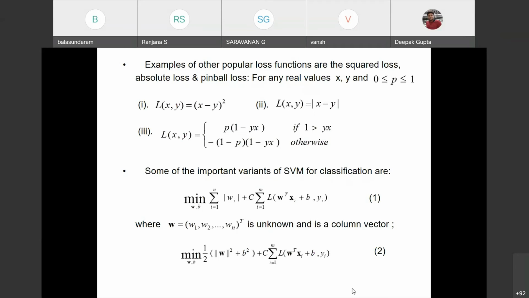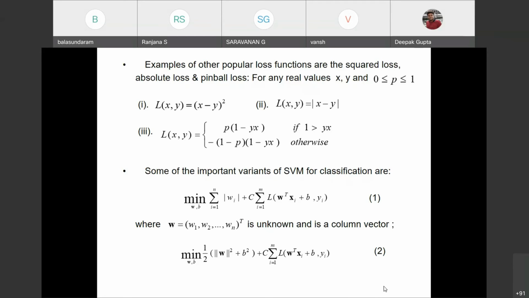pinball loss nowadays, where L of x, y is equal to p times (1 minus y times f of x) if y f of x is greater than 0. Otherwise, you have minus (1 minus p) times (1 minus y f of x). Very often p is taken as half if you want a very simple model, but you can change it to different values. Its range is 0 to 1.